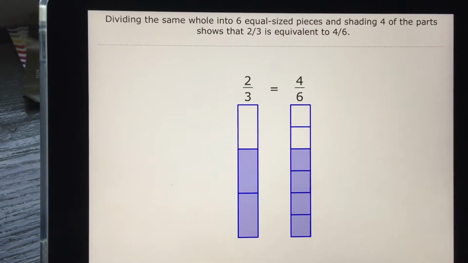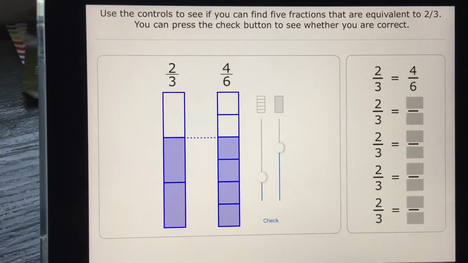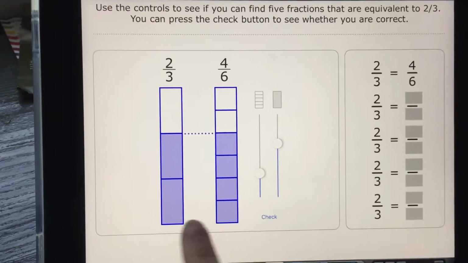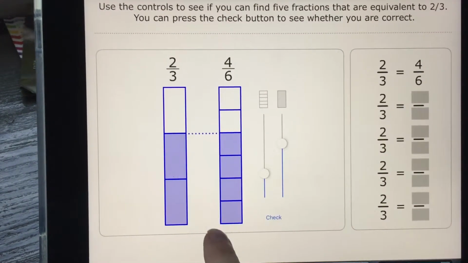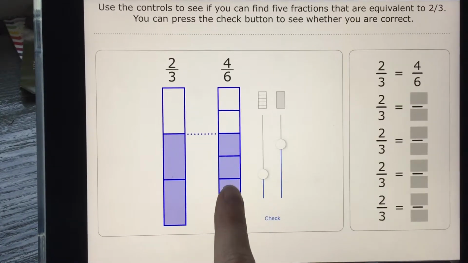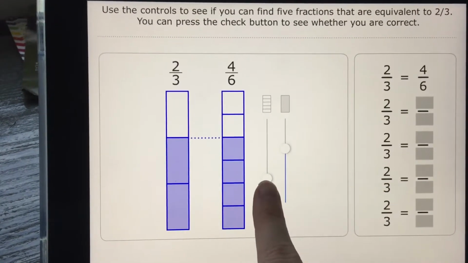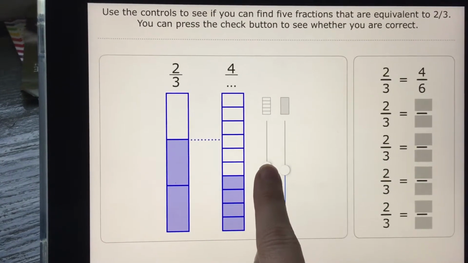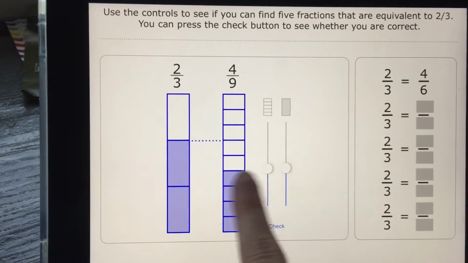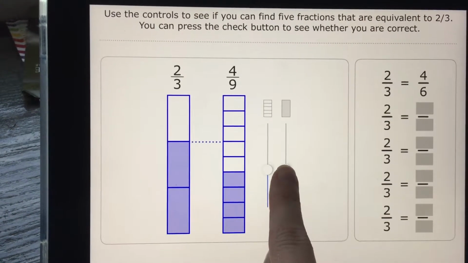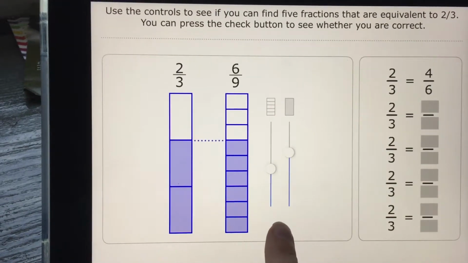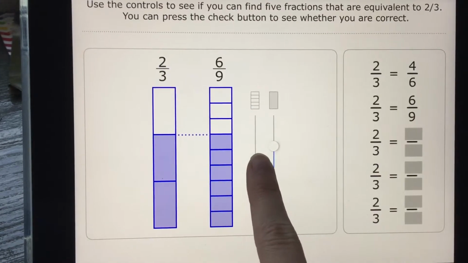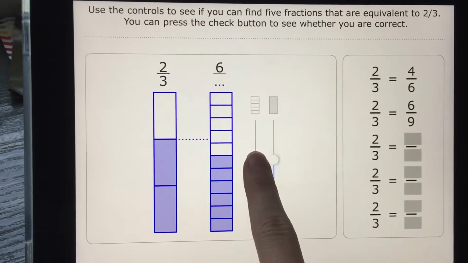Now I'm skipping through to show you a couple really cool aspects of the lessons that I haven't seen anywhere else. So here you've got your 2/3 and you're trying to find others. Well, 4/6 is an equivalent fraction, but it wants you to find others. So you can manipulate this by moving this bar up to increase your number of pieces, and then you increase your shading to match. So that goes up, and you can check that and it is correct, so it adds over here. So you can go through and add all of the equivalent fractions that you can find.